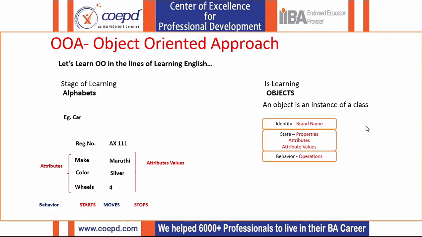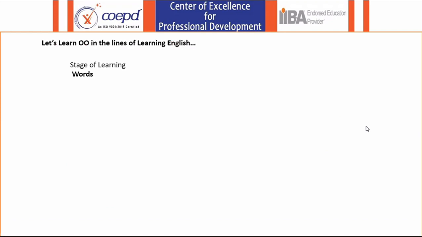Now, after learning alphabets, what do we learn? Numbers, words, forming sentences. A word kind of learning is the stage of learning class. I said earlier, an object is an instance of a class. But what is a class? A class is a collection of similar objects. The similar is very important. I'll tell you why.